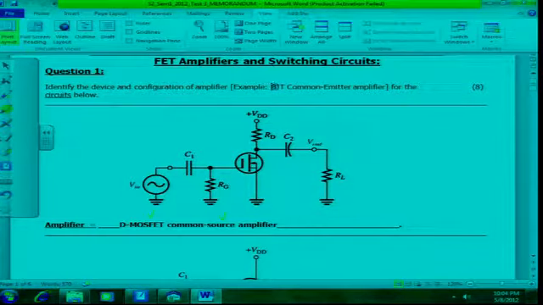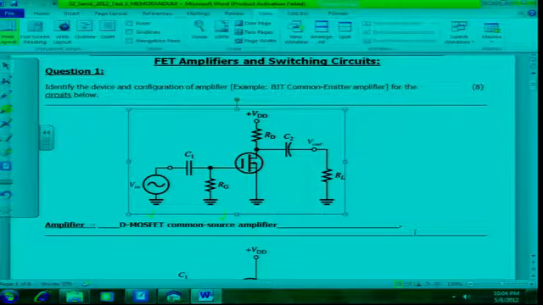You should tell me what's the device. Example said BJT, and of course the configuration common emitter amplifier. So you just have to do the same for the circuits that's been asked. First circuit there, the device is a D MOSFET, and it's a common source amplifier, 1 mark each. So you had to say D MOSFET for 1 mark and common source amplifier for the second mark.